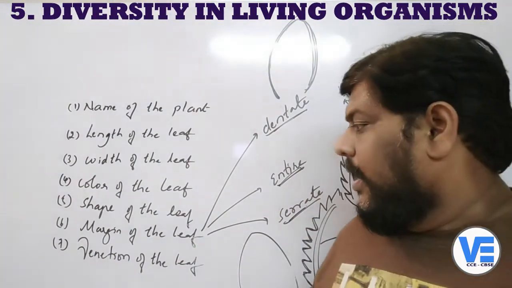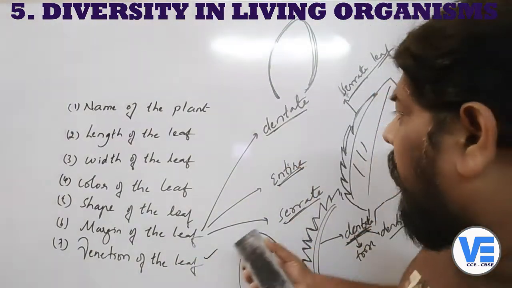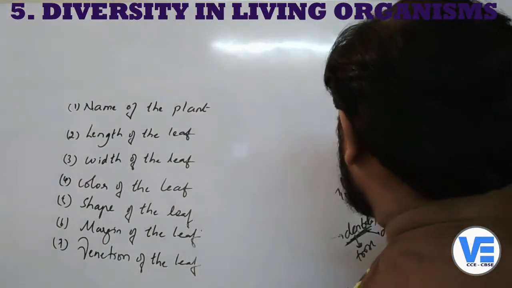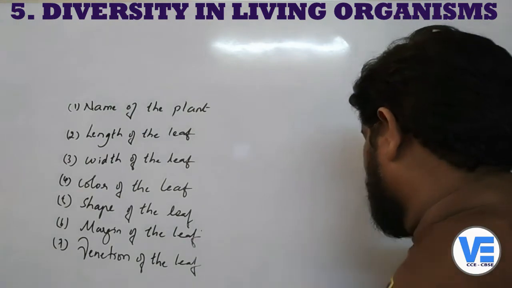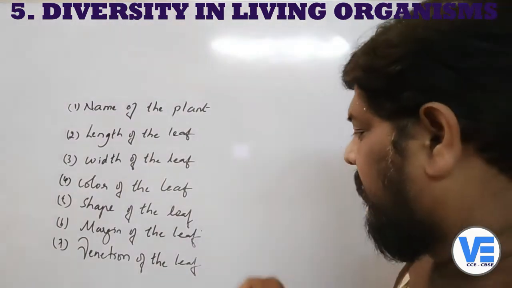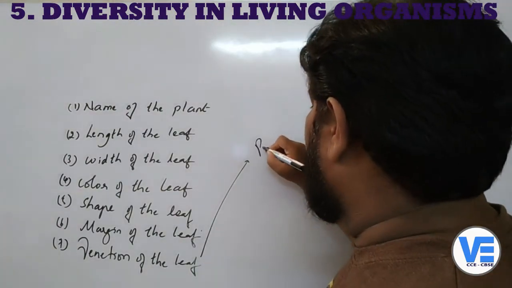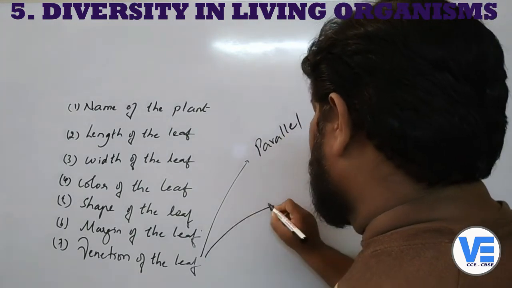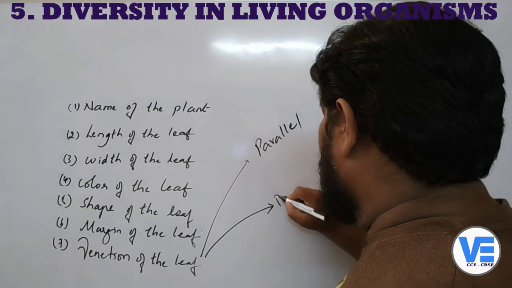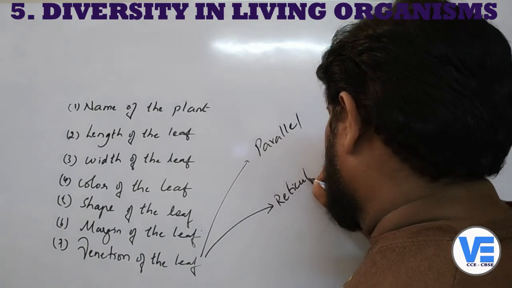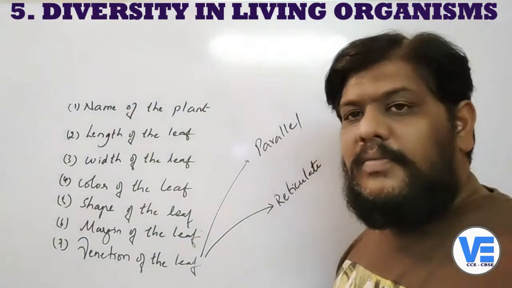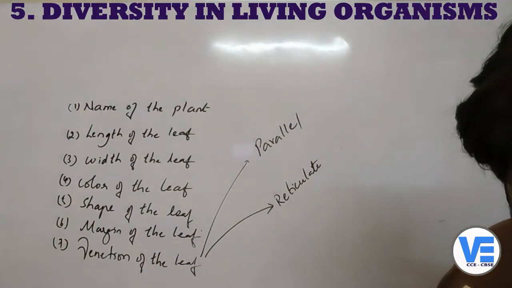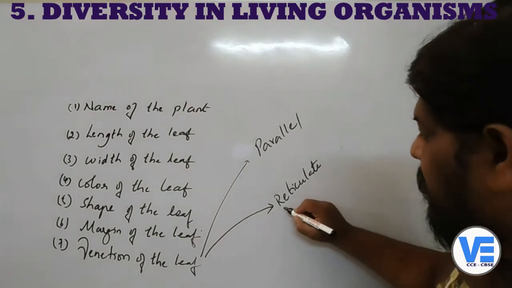Okay, children. The next one is the venation of the leaf. What is the venation of the leaf? If you come to the venation of the leaf, there are two types of venation. One is the parallel venation and the second one is the reticulate venation. First one is the parallel venation. Second one is the reticulate venation.